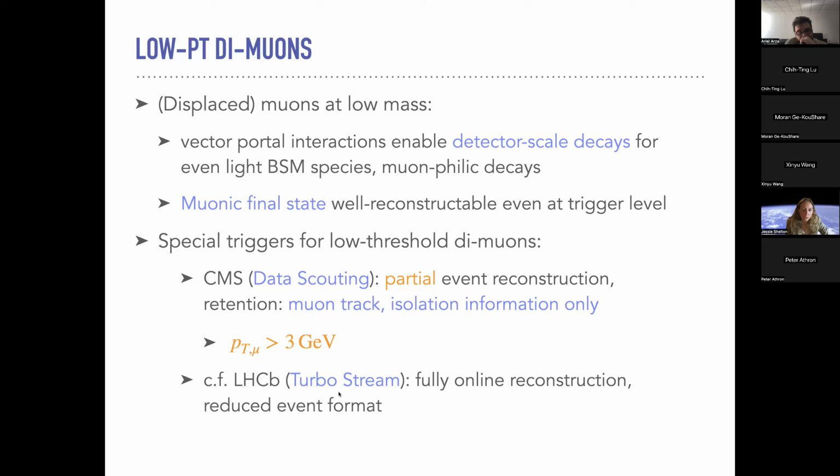This analysis strategy is broadly similar to what LHCb has been doing more broadly for some time, a strategy known as the turbo stream, where they have fully online reconstruction and they read out a reduced event format that allows them to basically record more events because they're reading out less information per event.